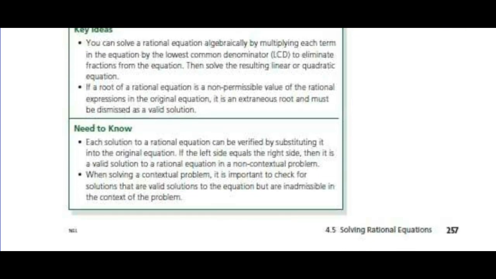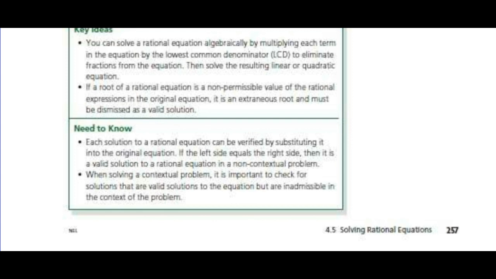Key ideas. You can solve a rational equation algebraically by multiplying each term by the lowest common denominator. So your steps: factor the denominator, state the restrictions, right? That's a step in everything. No matter what we're doing, always factor the denominator. If you're going to add or subtract, you're only factoring the denominator. You want to factor the numerator when you're simplifying, right? Because then we're looking to say, can we cancel anything? You want to factor the numerator when you're multiplying or dividing.